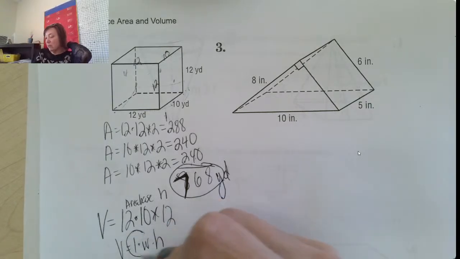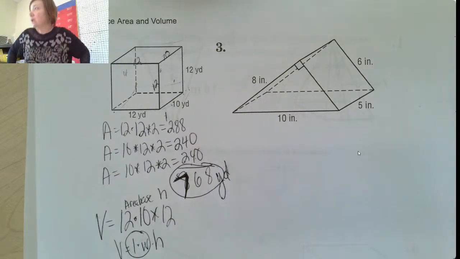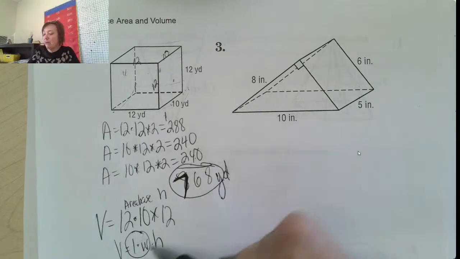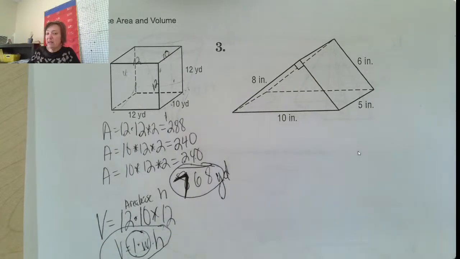But what is length times width? Always. Like, what is length times width? Huh? It's the area of a shape, right? That's what length times width is. So anytime you're talking about volume, all you're doing is area times height.